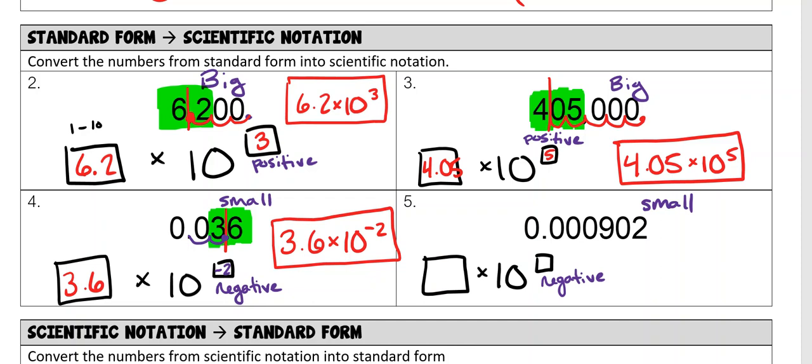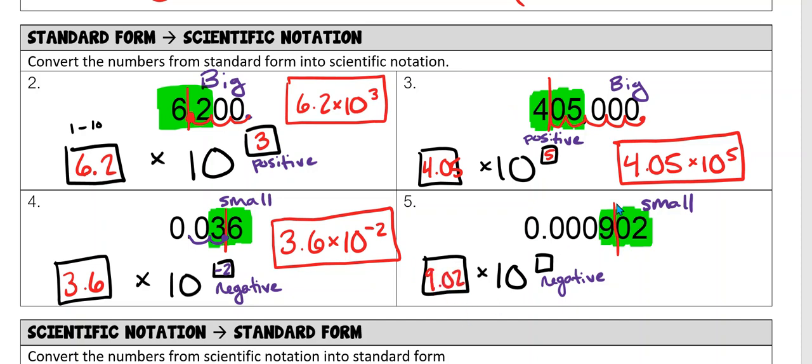All right, so if we look at this number, this is a small number because it has all these zeros in the front. So I'm going to go until those zeros stop, and we're going to be focusing on this part here. And again, I want the leftmost digit to be the first one before the decimal point. So this is going to be 9.02.